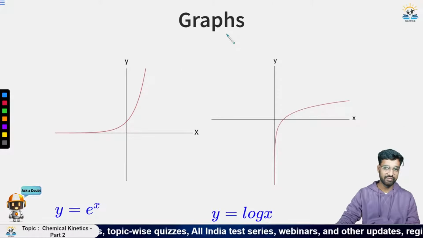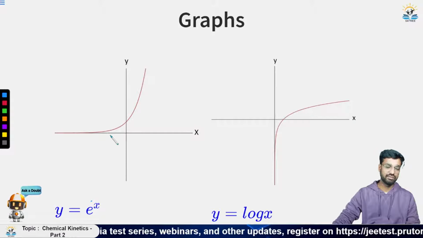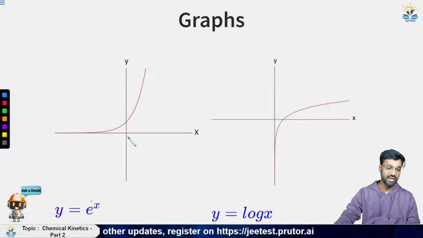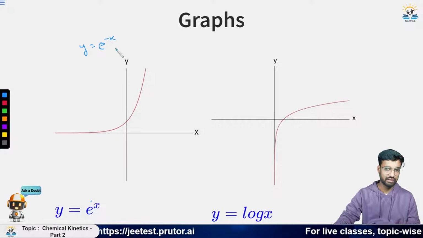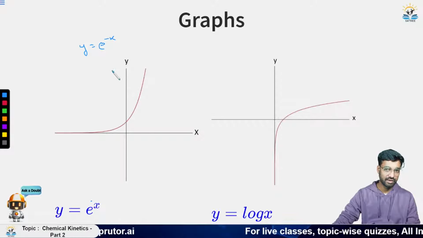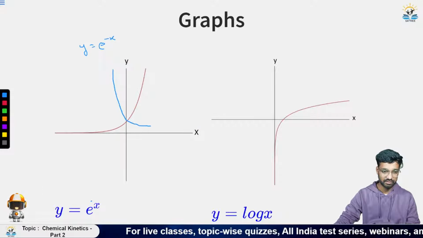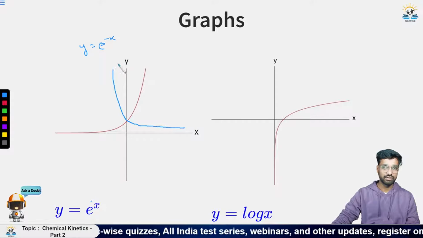The second graph is of y is equal to e to the power x. That is an exponential graph, so it is rising like this. Similarly, if we have y is equal to e to the power minus x, then the graph will look like this. It will just be the opposite of this one. So these are the graphs of exponentials, and they will also be used.